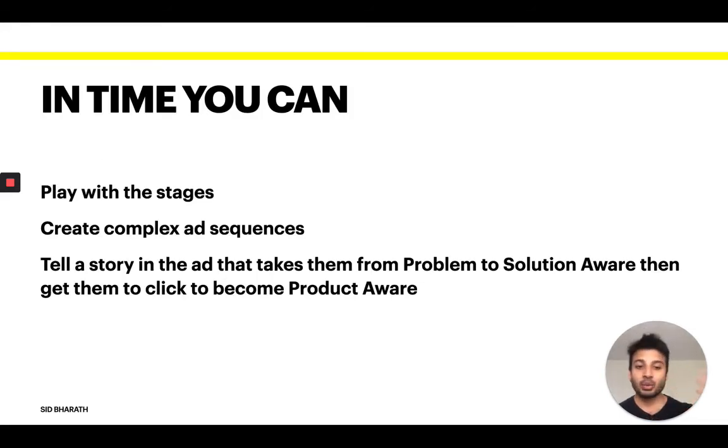So once you set up this campaign, in time you can start to play around with the stages. You can create more complex or less complex ad sequences. You can test out various sequences as well. And what you really want to do is tell a story in an ad. You can do this in one ad: you take people from problem to solution aware and then get them to click to become product aware. So you can actually take people through multiple stages in one ad.